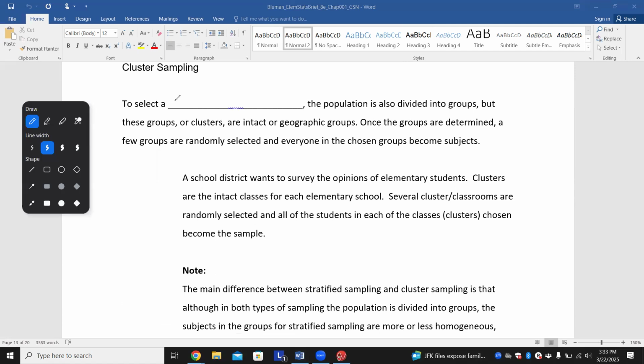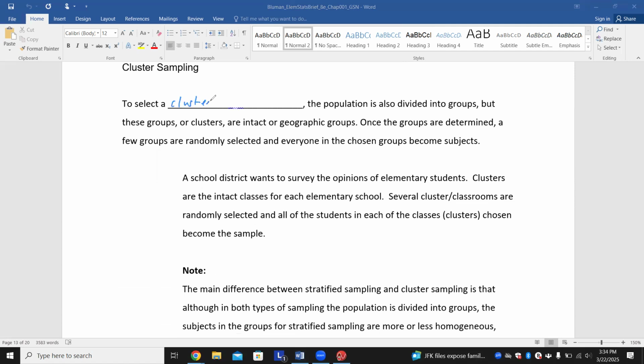All right. To select a cluster sample, the population is also divided into groups, but these groups or clusters are intact or geographic groups. Once the groups are determined, a few groups are randomly selected, and everyone in the chosen groups becomes the subject. So you could take the example from a while ago. We split them up into low income, middle income, and high income, but then I randomly select one of those groups, and then that entire group becomes my sample. So that would be a cluster.